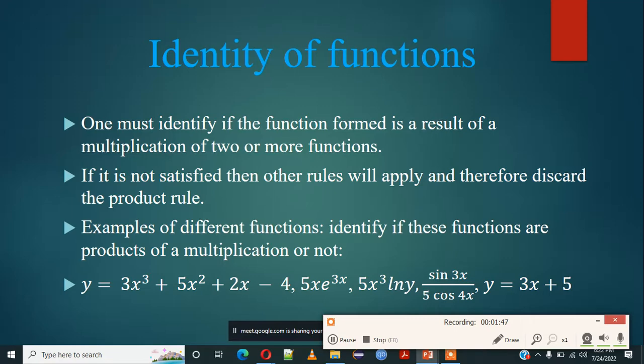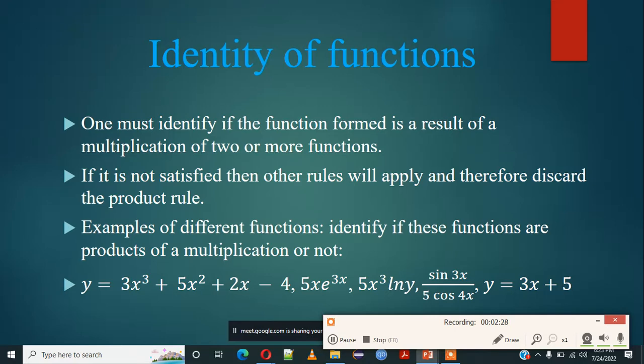So here below, I have placed some functions that I want you to identify whether they are products of a multiplication or not. The first one is y is equal to 3x cubed plus 5x squared plus 2x minus 4. As you see, these have several multiplications, like 3x cubed and 5x squared, but they are not products of functions. Remember, it's not a full function.